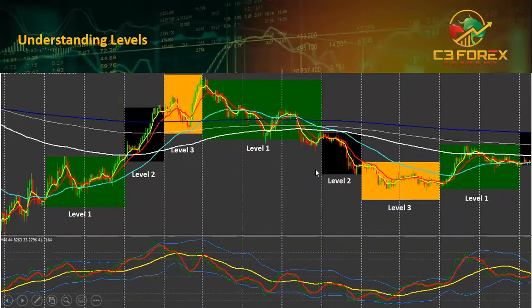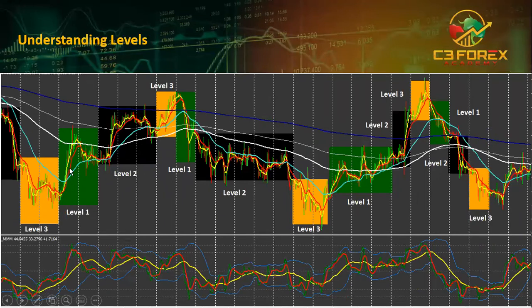Another example. Price crossed, closed above the 50, level one. Level two, broke the high. Level three, broke the high. Looking for the reversal, closed, right? Created the range, closed inside the range, still level one. Broke the low of the range, level two. Broke the low of the range, level three.